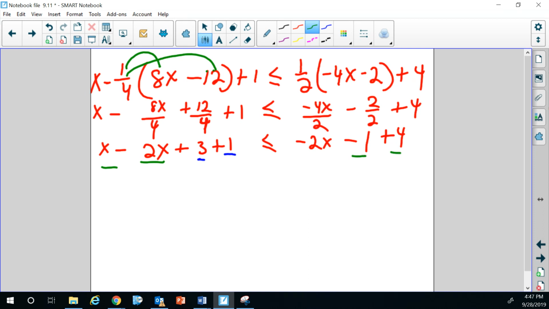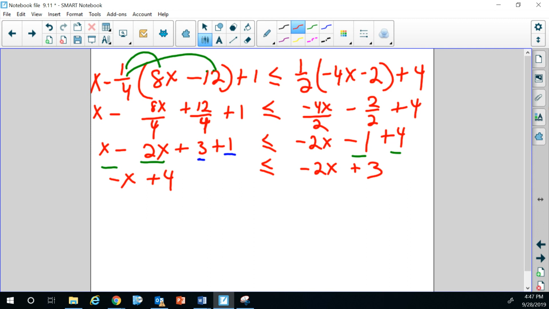So let's combine now. x minus 2x will give me negative x. 3 plus 1 will give me 4. So that's plus 4. I keep my sign. On my right side, I bring down my 2x. And a negative 1 plus 4 will give me a plus 3. Okay, hopefully I didn't make a mistake. If I do, please let me know on Monday. Let's see where we are.